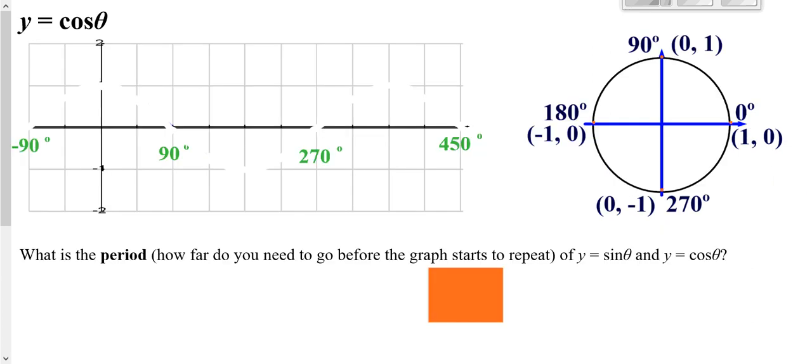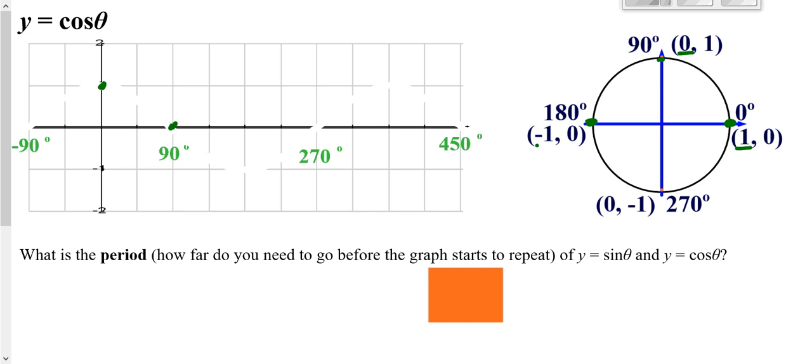So we're going to do the same type of thing when we're looking at our cosine. Cosine, once again, is looking at the x values. So here at 0 degrees, your x is 1. So at 0, you're 1. At 90, your x is 0.